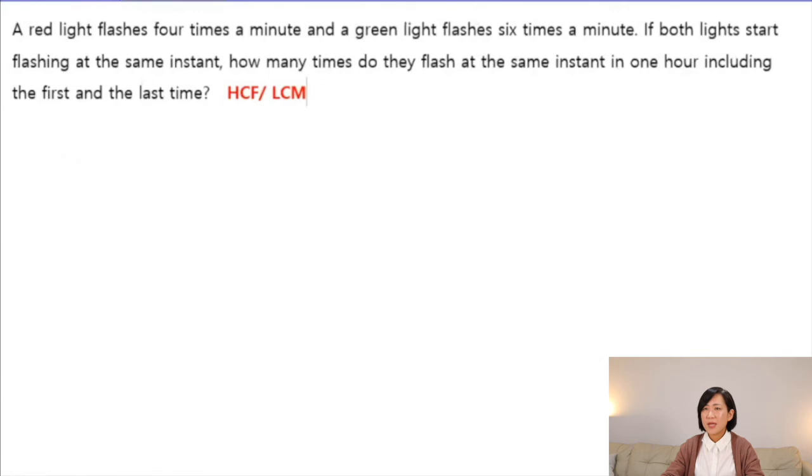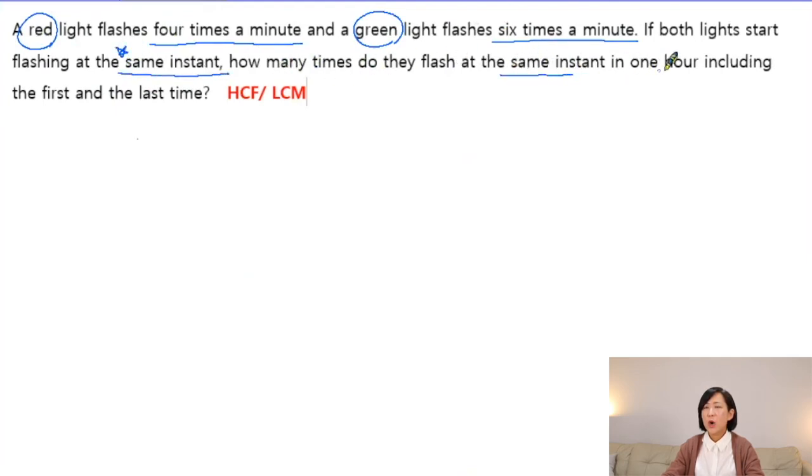Let's understand the context first. You've got a red light and it flashes 4 times in a minute, and the green light flashes 6 times in a minute. Then we are looking for the time, right? Because how many times they flash together within an hour. So now you really need to focus on the times.